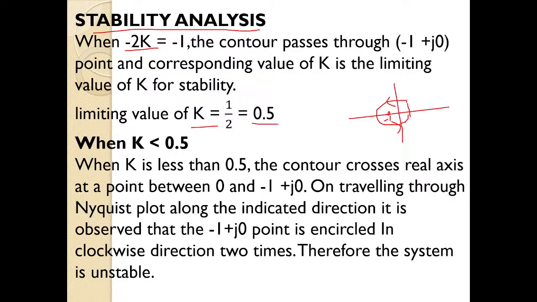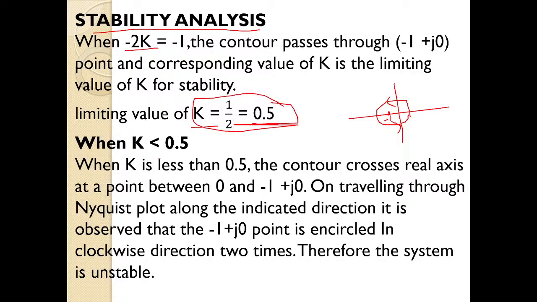So if minus 2k is equal to minus 1, K will be equal to 0.5. If you are unable to follow, mention it. If you want me to repeat anything, just type repeat in the chat box. I will repeat the stability analysis. Here we don't know whether the contour is enclosing the minus 1 in anticlockwise direction or not. So in order to analyze the stability of the given system, let us assume that minus 2k is equal to minus 1, then k will be equal to 0.5.